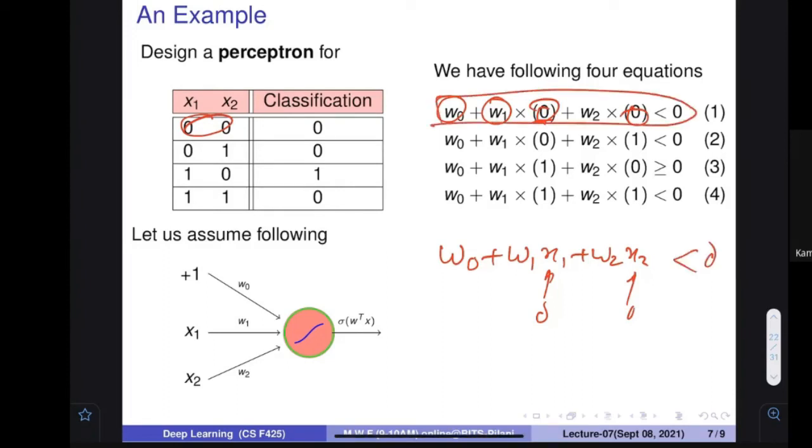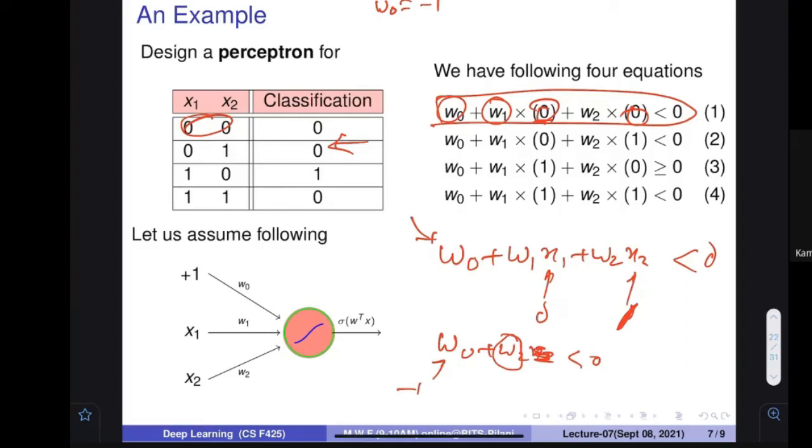So what should be the value of W0 that I should take? Because X1 and X2 are 0, I can safely take W0 equal to minus 1, because it should be less than 0. What is the second condition? For 0, 1, when this value becomes 1, the equation becomes W0 plus W2 X2 is less than 0, because I need the 0 at this particular place. I have already chosen W0 as minus 1. What should I choose as the value of W2?